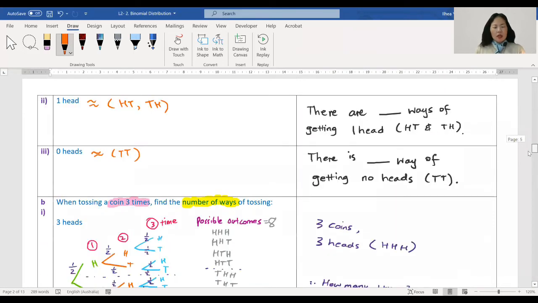All right, second one, one head. Okay, so we toss twice. So you're going to get head, tail, or tail and head. So there's only 2 ways you can have one head.